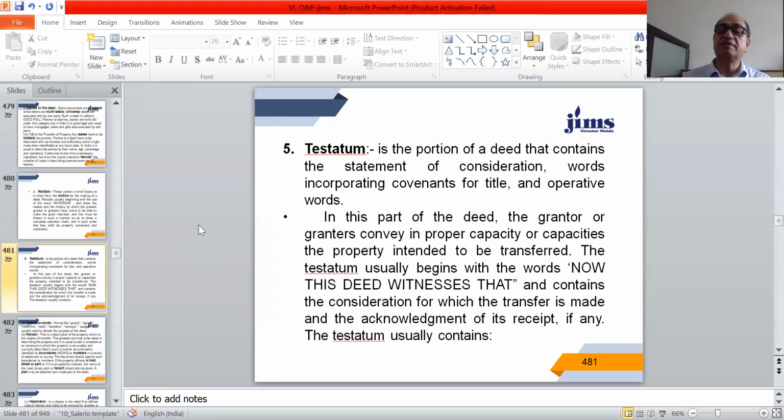In this part of the deed, the grantor or grantors convey in proper capacity or capacities the property intended to be transferred. The testatum usually begins with the words, as I told you, now this deed witnesses that, and contains the consideration also for which the transfer is made, that is 1 crore rupees, and the acknowledgement of its receipt. Suppose the purchaser has paid a sum of rupees 10 lakh.